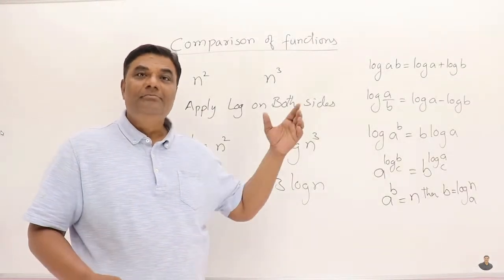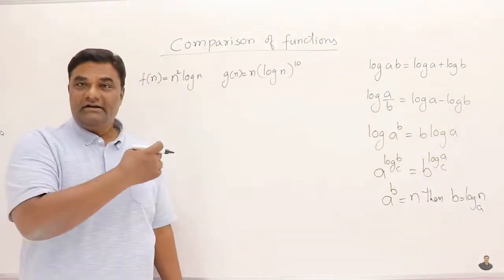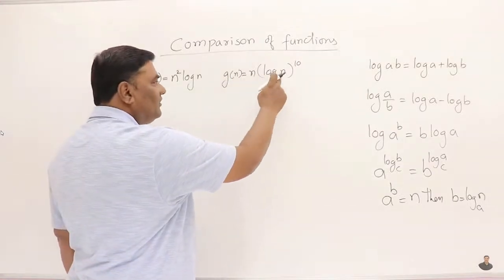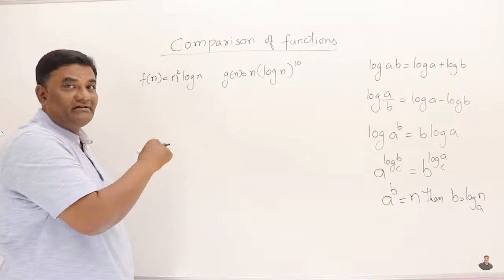So now the objective is to compare functions. I will write a few functions and let us compare them and find out which one is greater and which one is smaller. Here I have 2 functions. Let us find out which is greater. Compare them. So f of n is n square log n, g of n is n log n whole to the power of 10. So the power of 10 is greater. It looks as if that is greater than this one. We know n square is greater. So now I am confused.